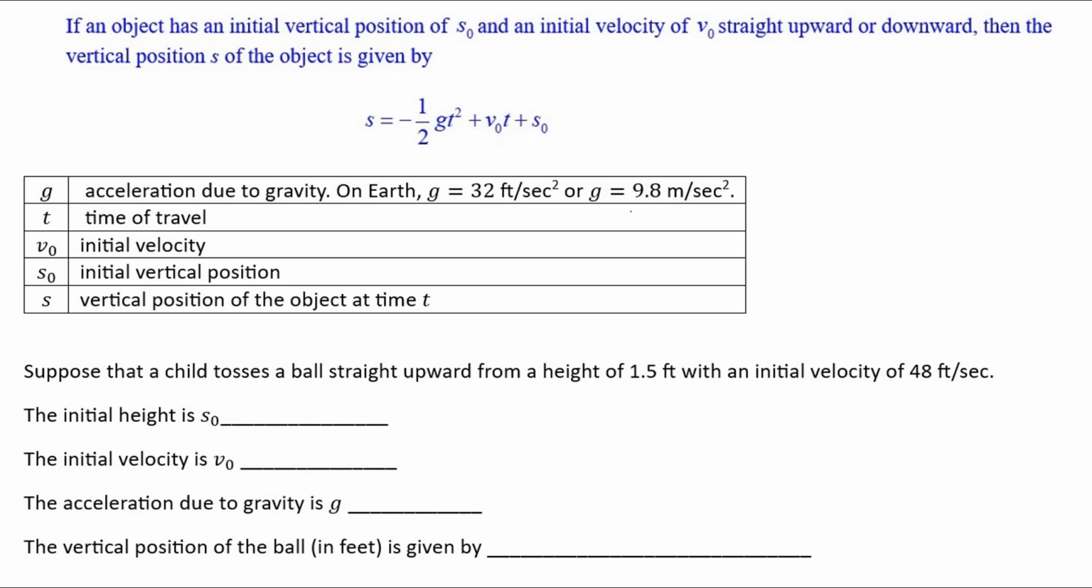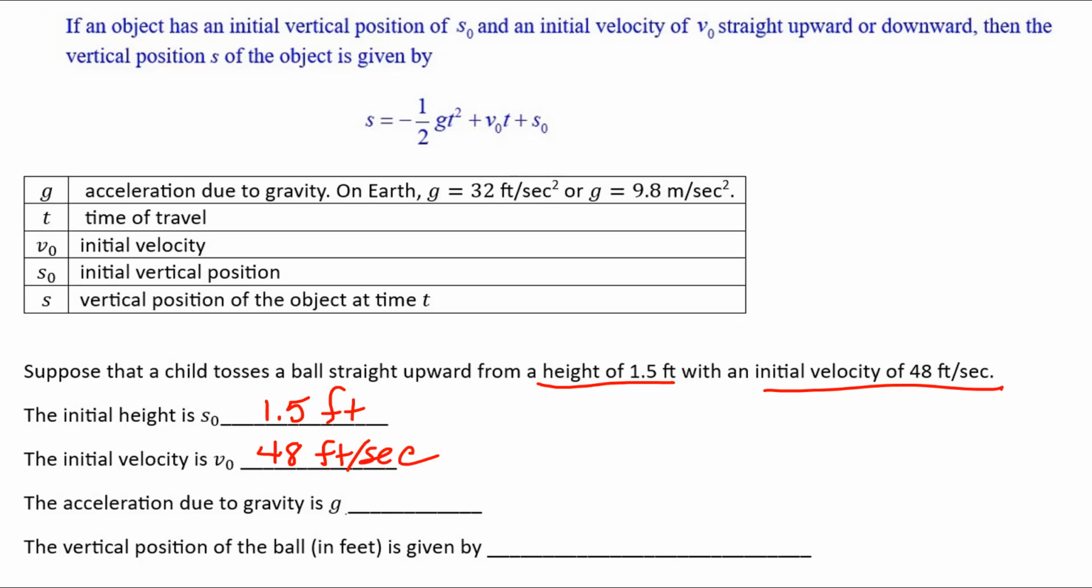So suppose a child tosses a ball straight upward from a height of 1.5 feet with an initial velocity of 48 feet per second. These are the values that you would have from that problem. So the initial height, it says, is the child is shooting or throwing the ball straight upward from a height of 1.5 feet. So S sub 0 is where you start. So 1.5 feet. V sub 0 is your initial velocity, which they tell us is 48 feet per second.